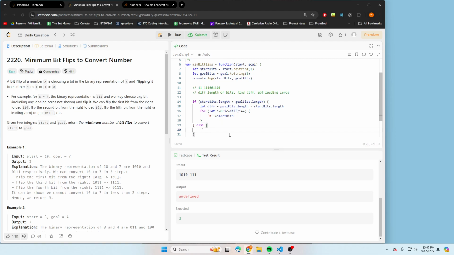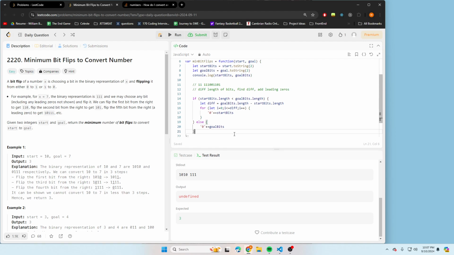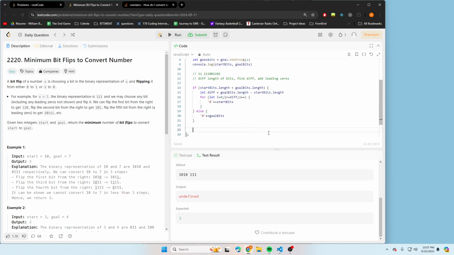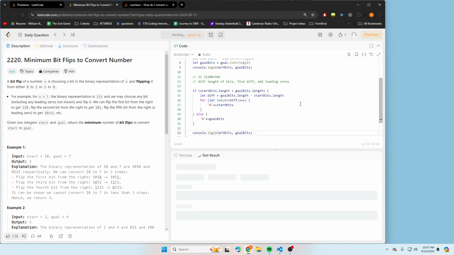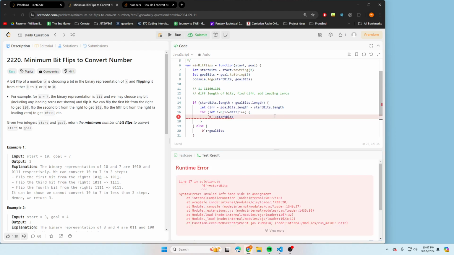Else, then I just do, invalid left. What the heck? How do you add a string plus? Oh shit, like that.